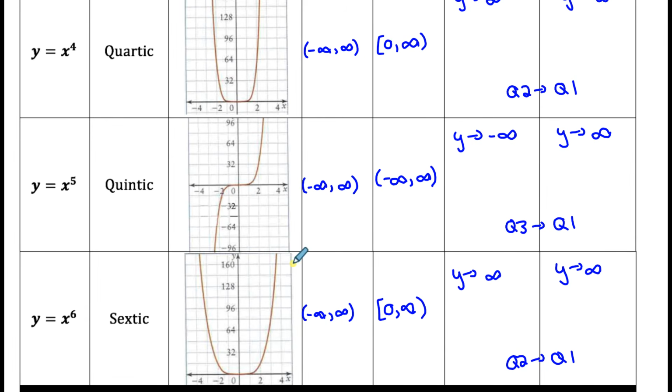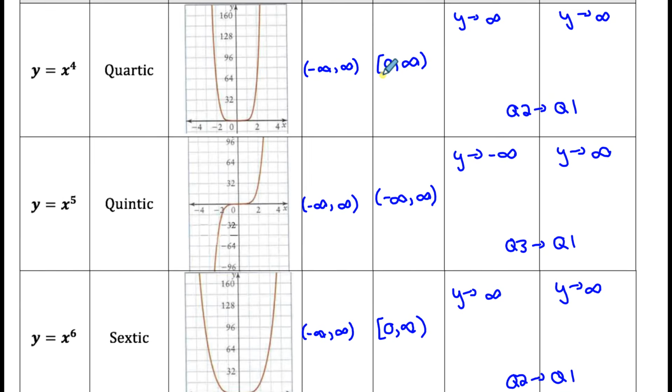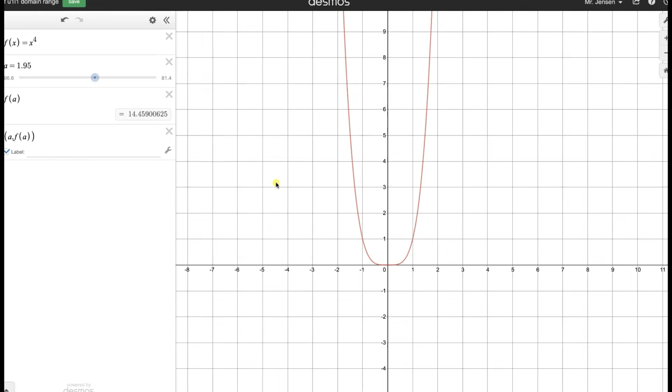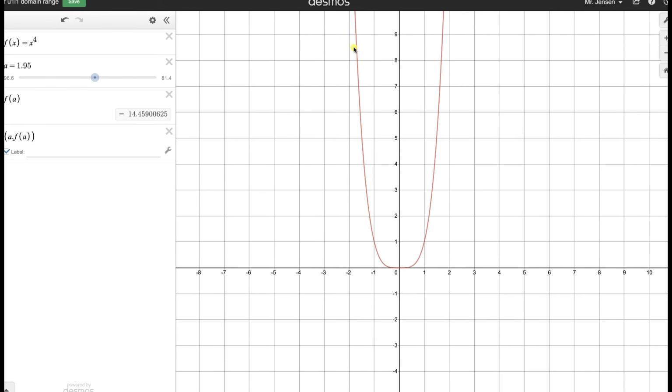They all went from Q2 to Q1. They all had the same domain and range. So we can summarize their properties here. It wouldn't matter, so let me just make an even degree power function, so degree 4. Notice this one starts at Q2 and finishes at Q1. It wouldn't matter what positive even number I made this, it's still going to have that same end behavior.